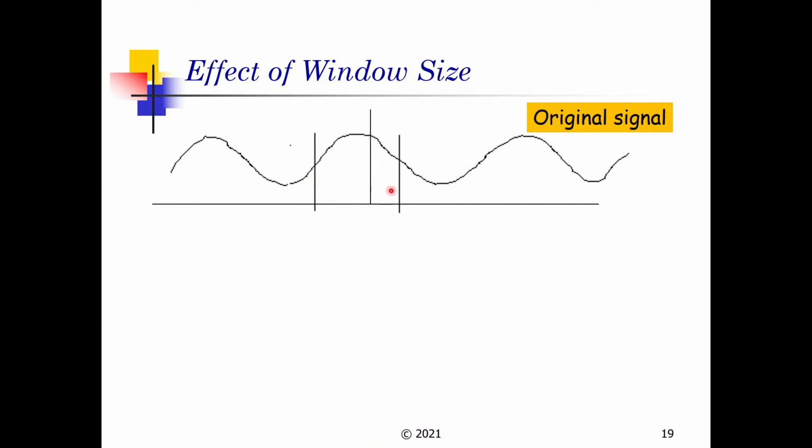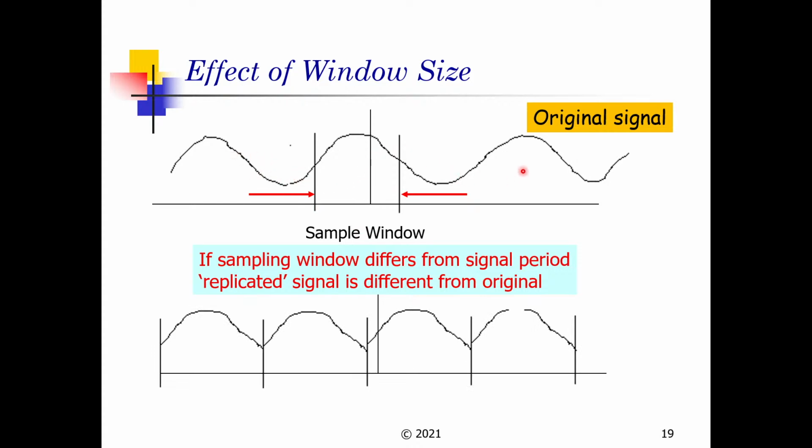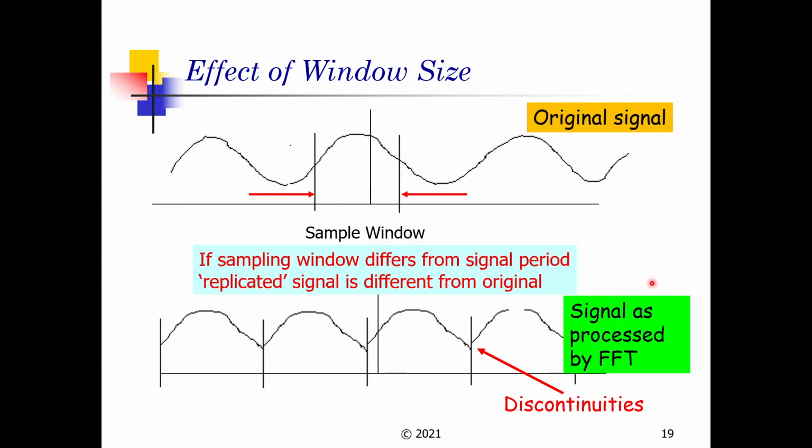However, if the sample window does not coincide with the signal frequency, meaning that you don't happen to coincide with period N, your replicated signal, as a result, is not going to be the same as the original signal that you had. So you lose some information because of that incorrect sampling window size. And that means when you reconstruct your signal using this sampling window, you get some discontinuities in the signal itself. And as a result, you get an inaccurate spectrum when you actually perform this in the FFT.